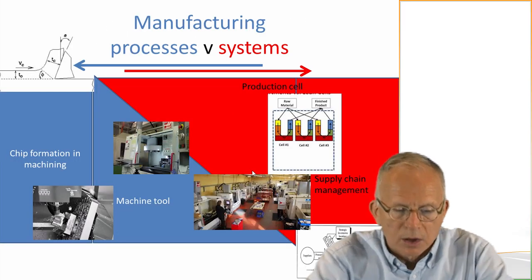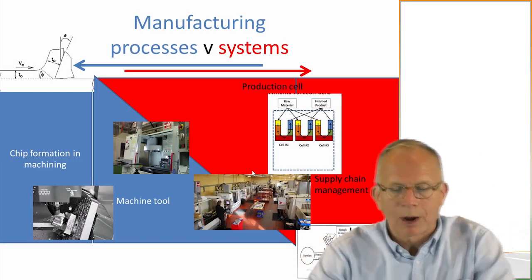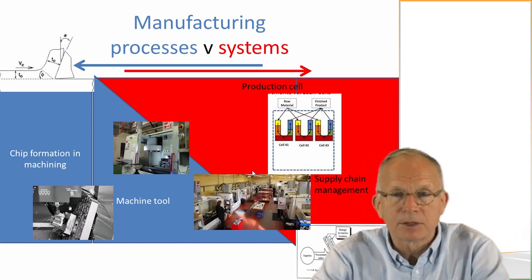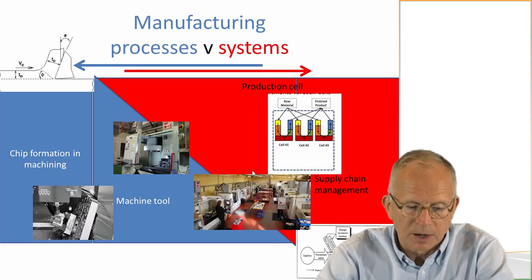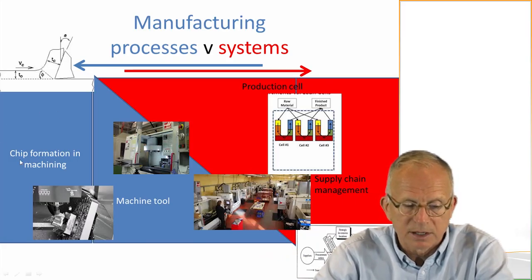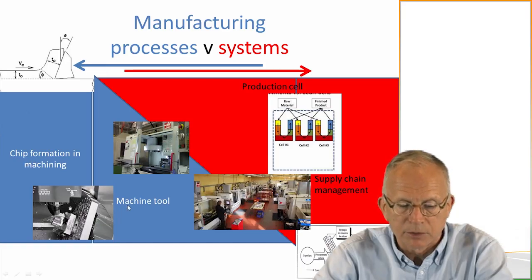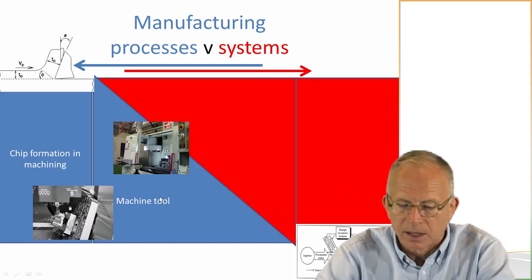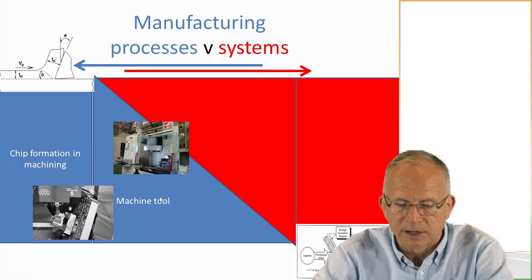All right, so we discussed previously processes versus systems. Let's keep this in mind because we want to be working on processes. So we're looking at things like where the tool meets the workpiece, chip formation in machining, maybe the machine tools as well. And so we'd like to leave out the systems.